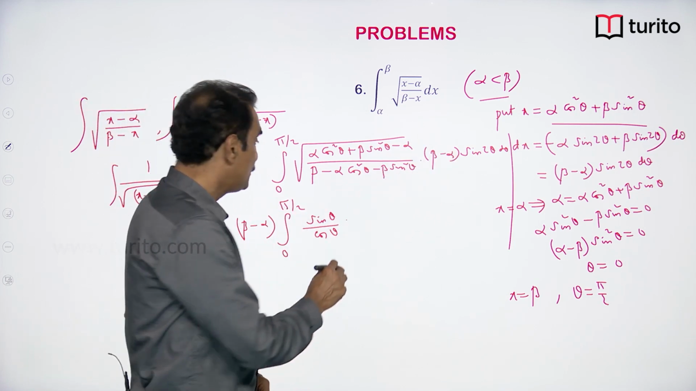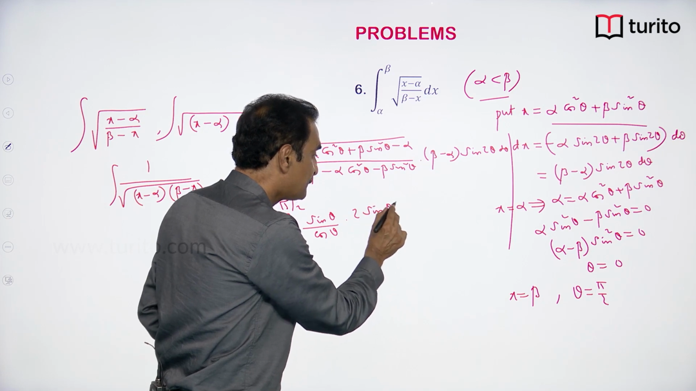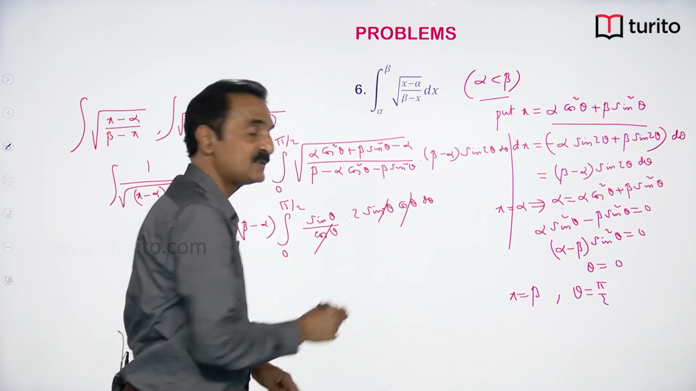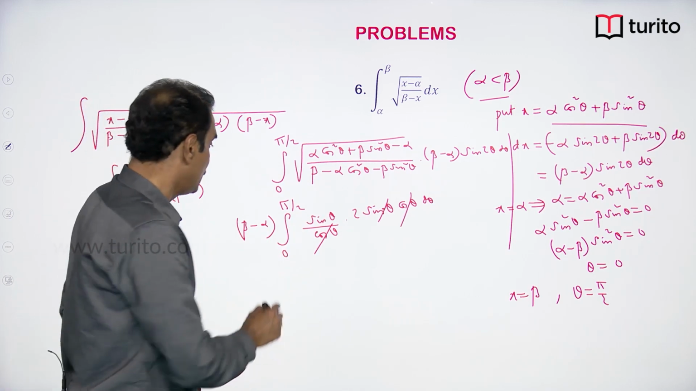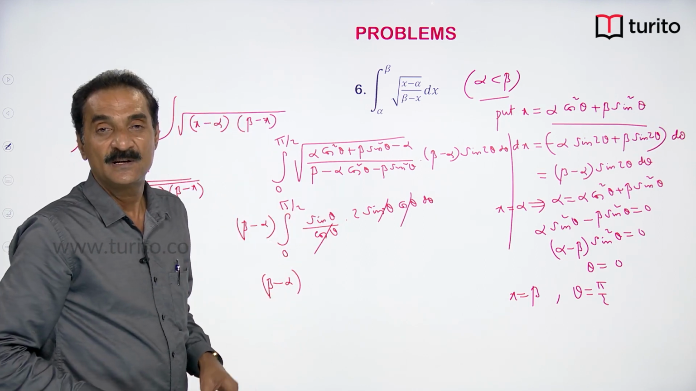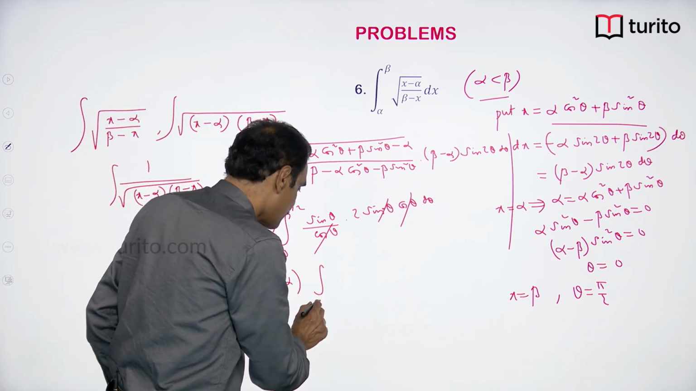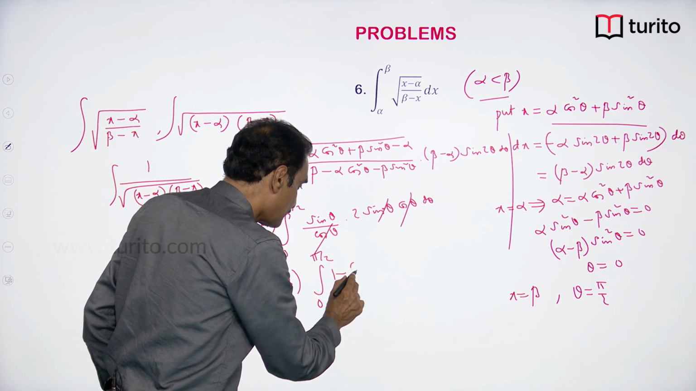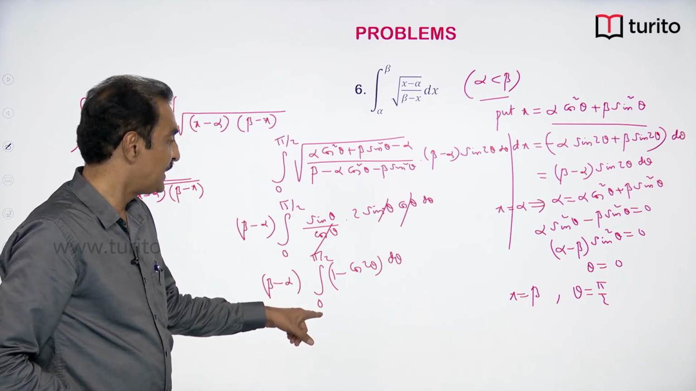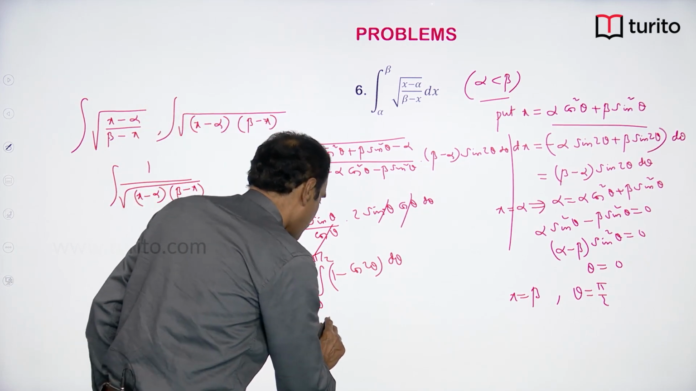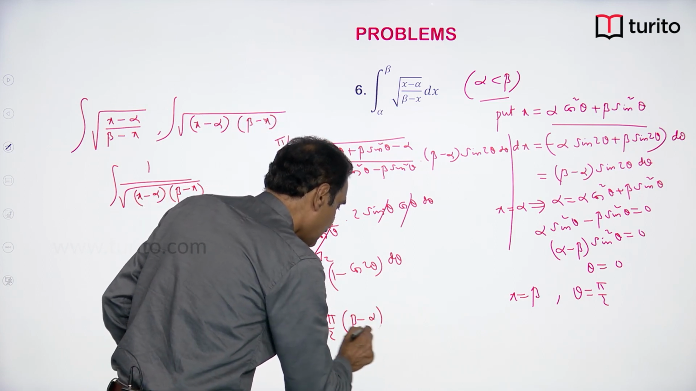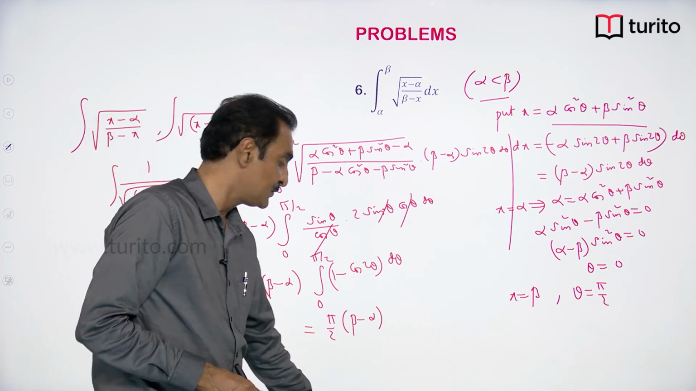into sin 2 theta is 2 sin theta cos theta. What happens? Cos theta cancels, remaining will be 2 sin square theta. So it will be beta minus alpha into 2 sin square theta, which can be written as 1 minus cos 2 theta. Okay. Now if you integrate and substitute the limits, you will get pi by 2 into beta minus alpha as the final answer. The calculation part you complete.